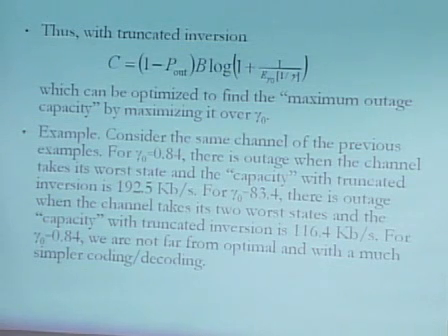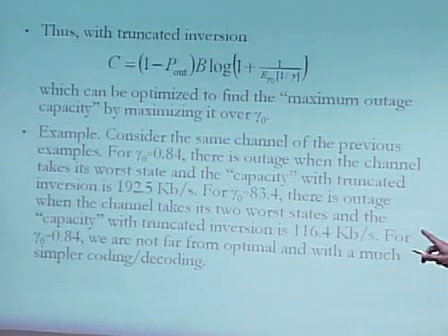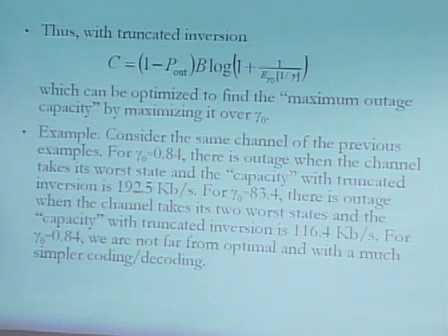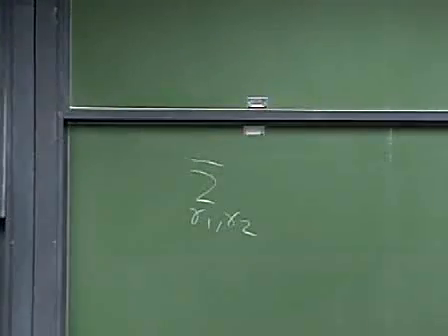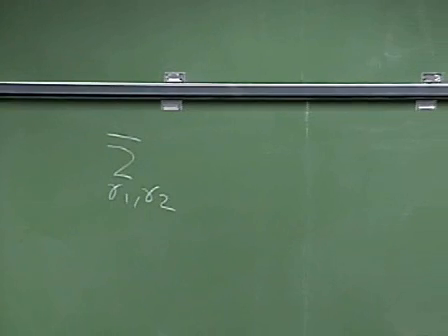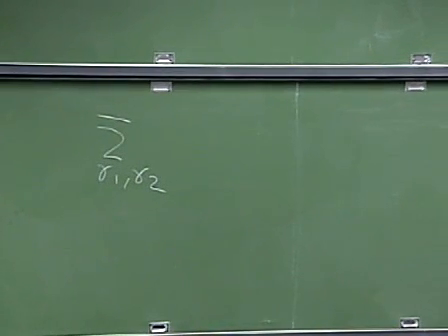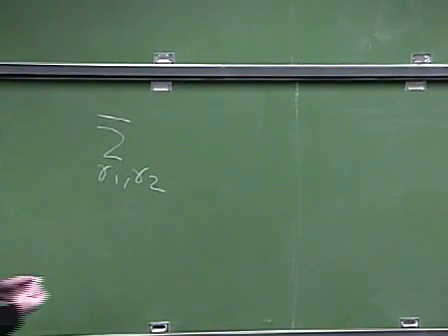Now, how do you compute this E sub gamma 0? Exactly, you sum over gamma 1 and gamma 2. You sum over here, right? Yeah, so in fact, we can do it.